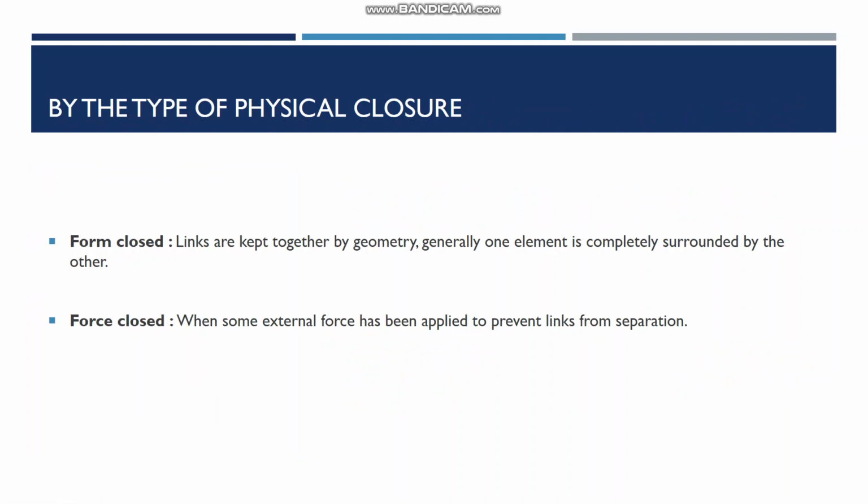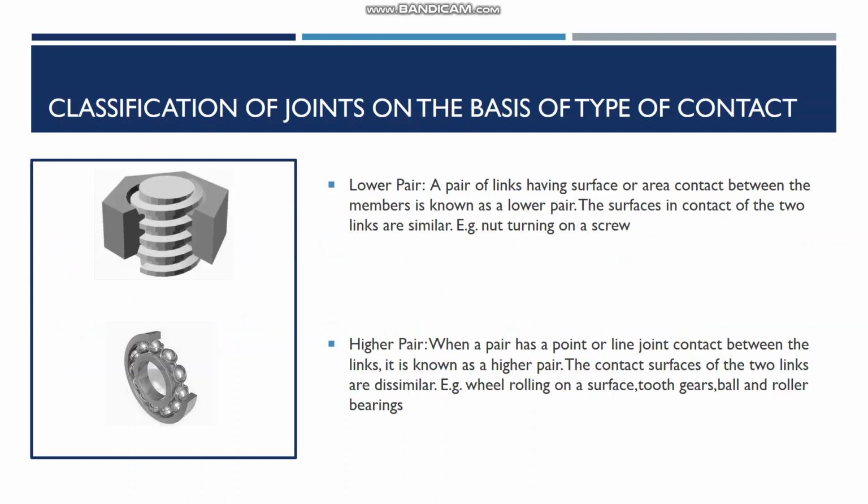Now, on the basis of type of physical closure, we again have two types of joint: form closed and force closed. So force closed is the one in which some external force has to be applied on the links to prevent them from separation. And form closed is when the links are kept together due to their geometry. For example, when we took the example of the nut on a screw, they were kept together by geometry. Also the ball bearing, these two links are kept together by geometry. So these two were examples of form closed links.